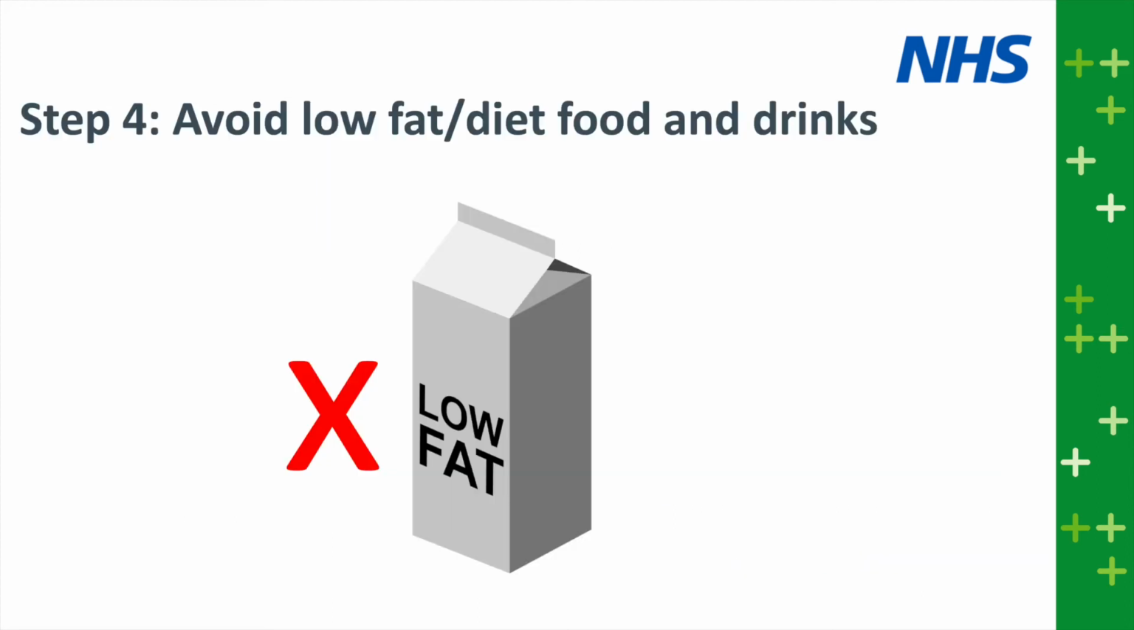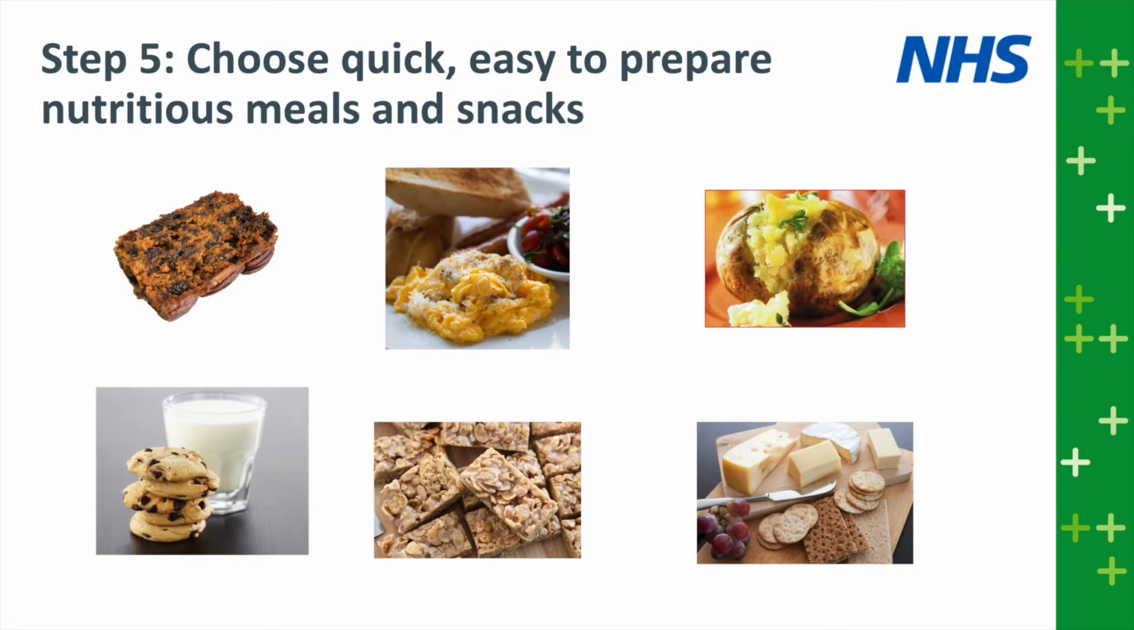Okay, so step 4, if you're trying to manage a risk of malnutrition, is that we would recommend you avoid any low fat or diet food and drinks, and therefore opt for the full fat versions of products. So, if you require this type of diet for the longer term, you may wish to discuss this with your GP, who may refer you to a dietitian for further support. Step 5 would be to choose quick and easy to prepare nutritious meals and snacks.